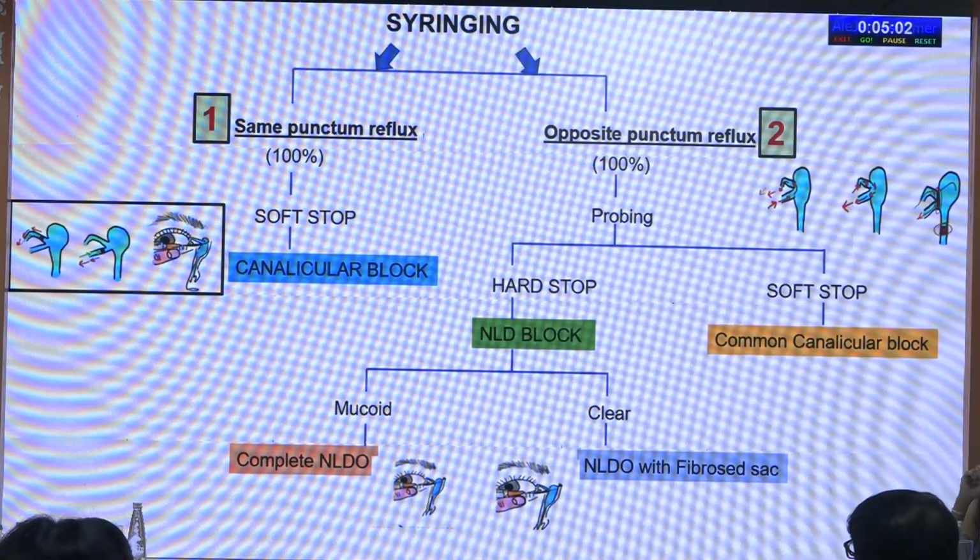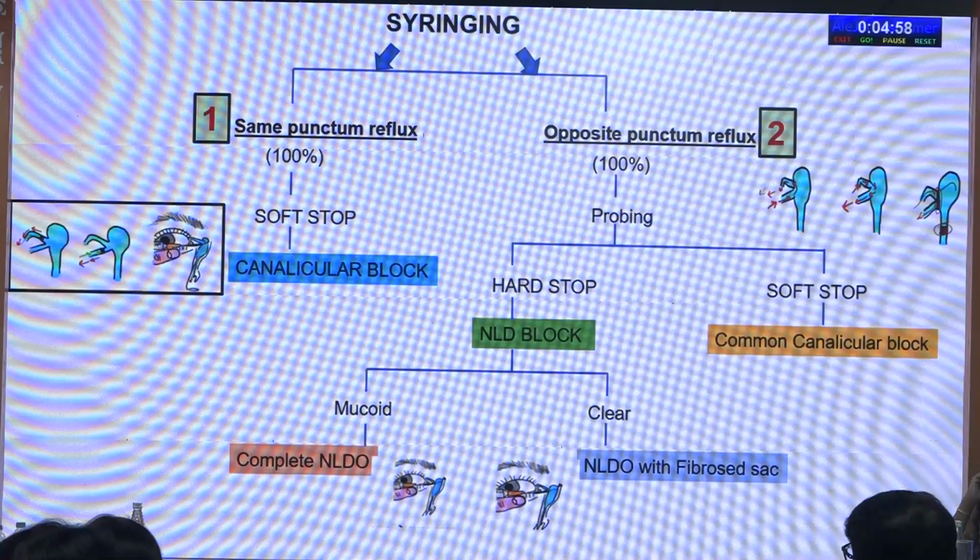Now let's discuss a few interesting situations. So in the first situation, like if there is complete regurgitation of the fluid through the same punctum, and on probing, if we get a soft stop, then it is a case of canalicular block.